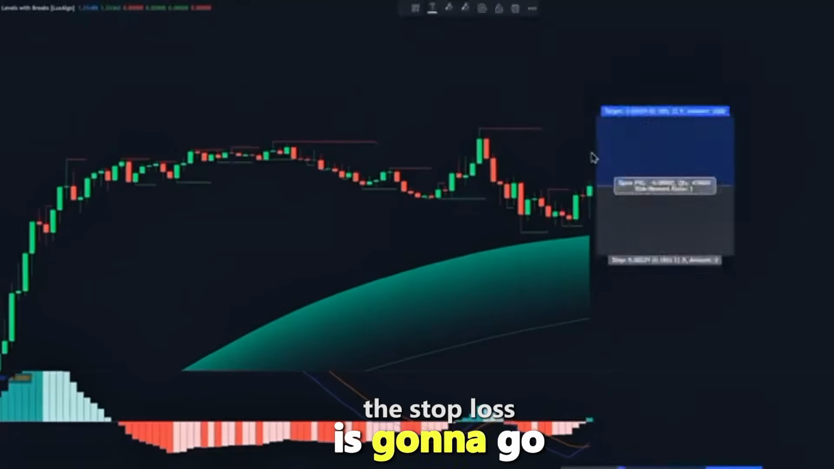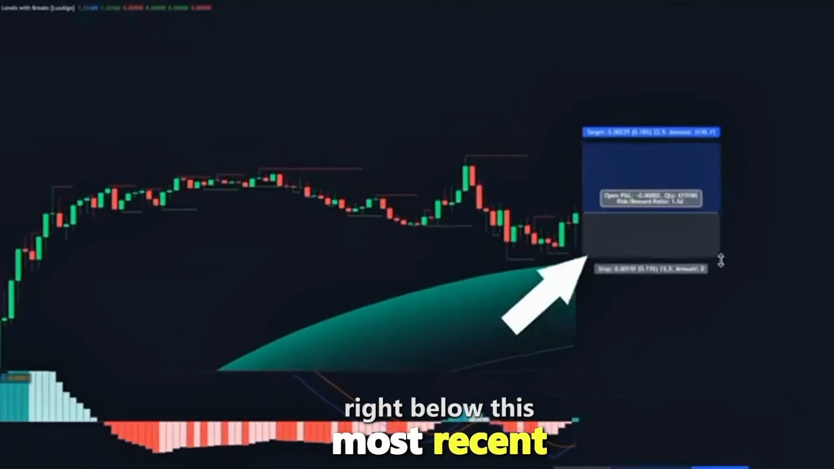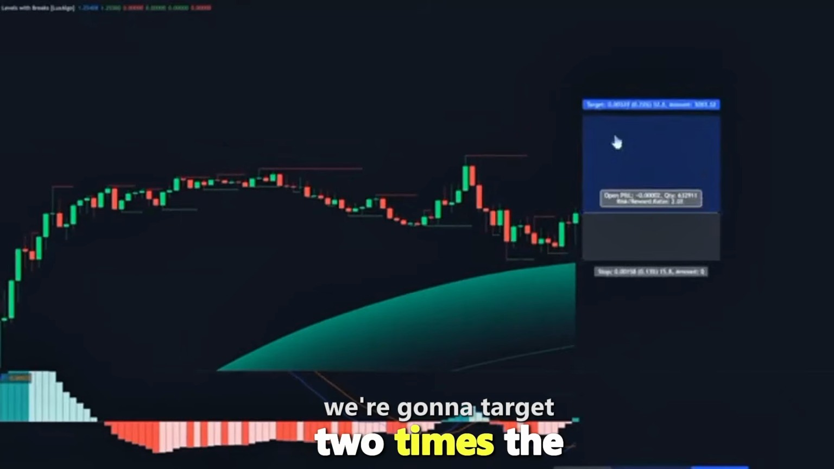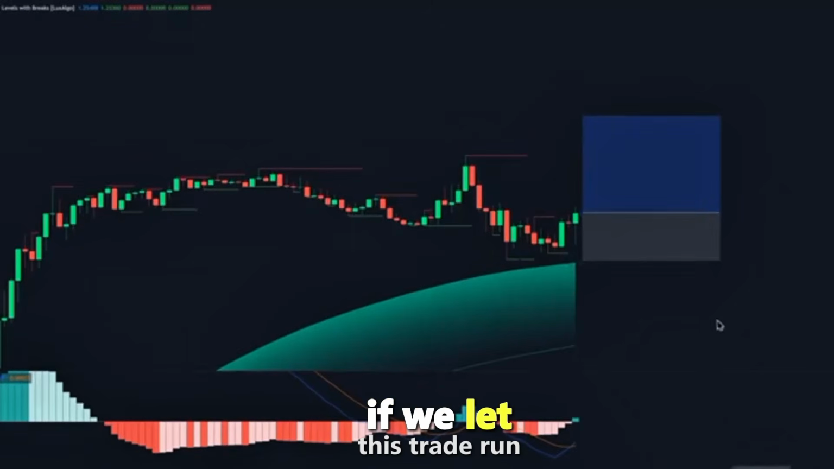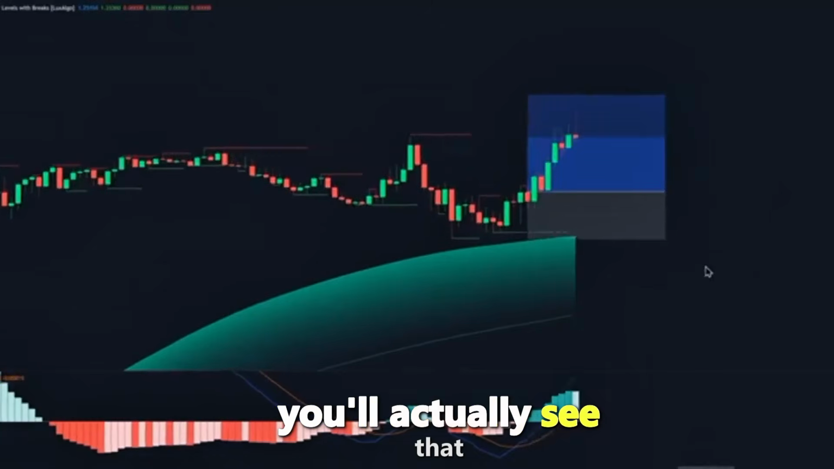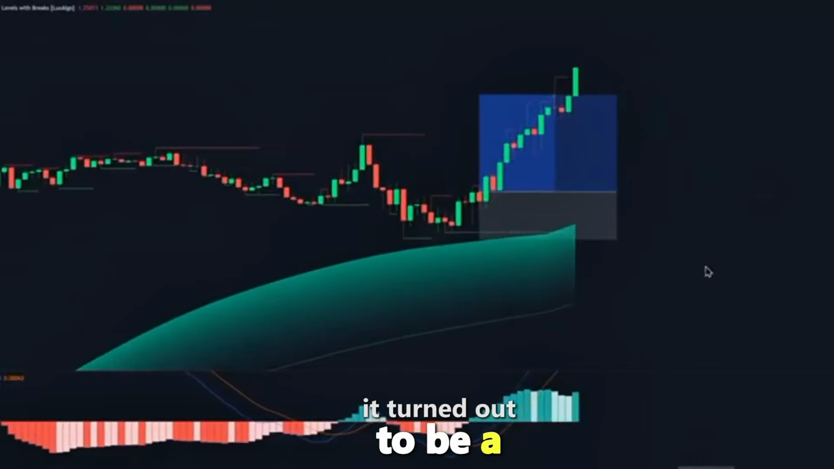The stop loss is gonna go right below this most recent swing low. And for the take profit, we're gonna target 2 times the risk. If we let this trade run, you'll actually see that it turned out to be a profitable trade.